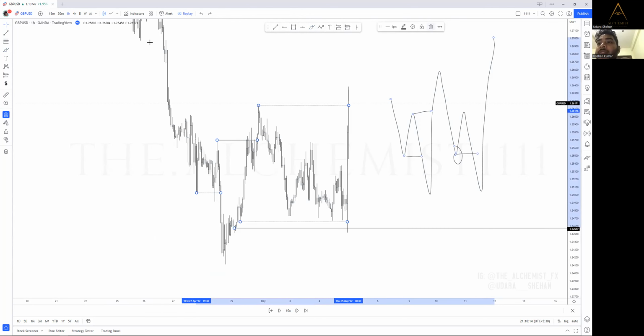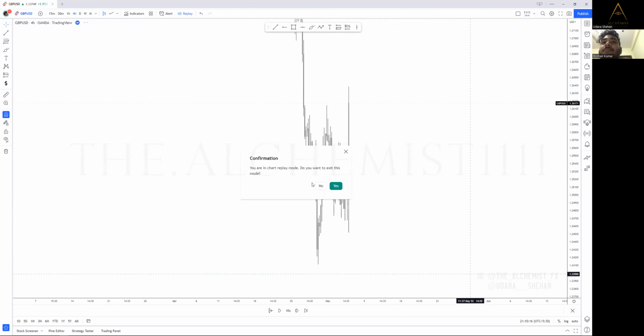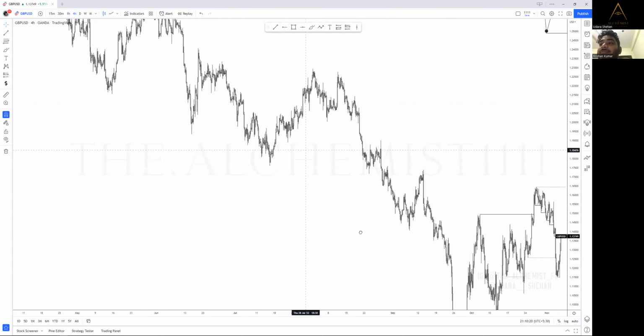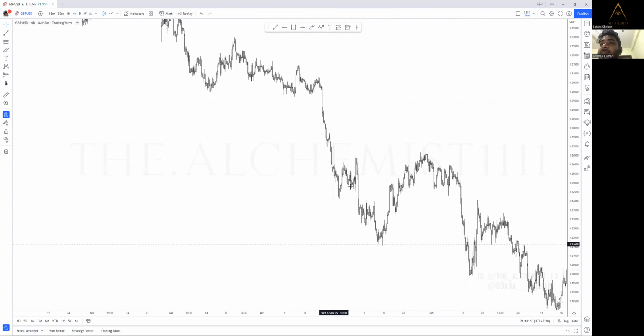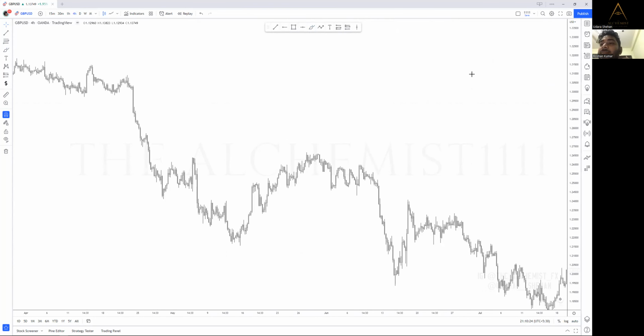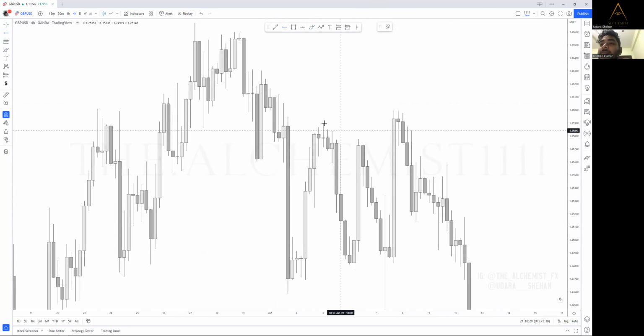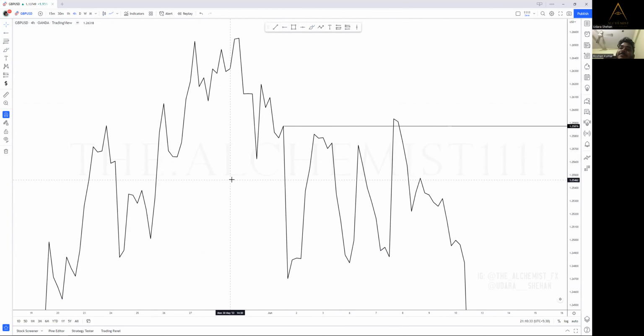Okay, so I'll show you more examples. Let's see. Where do we have proper zones? Let's see. Yeah, we go in here. Look at this. Where did this step into? Resistance. See that?